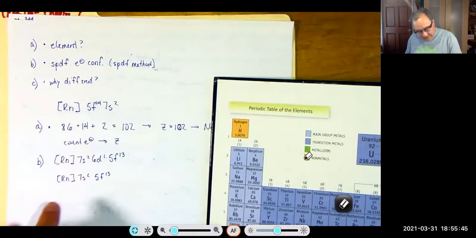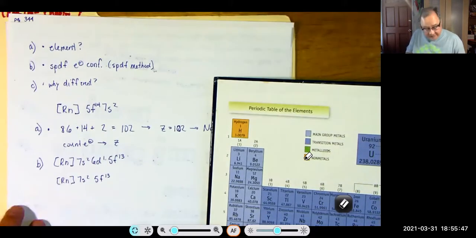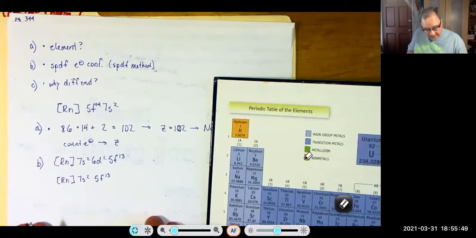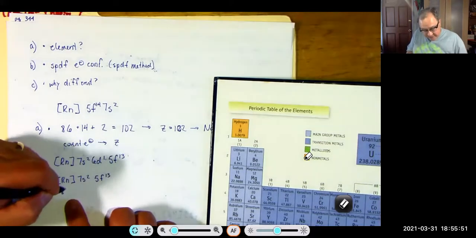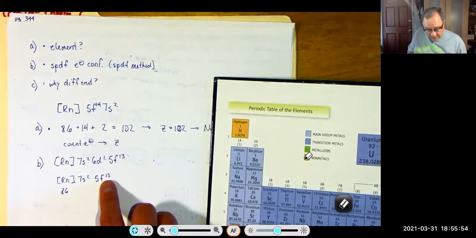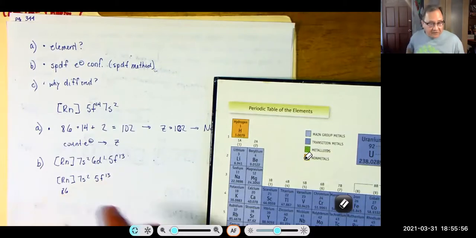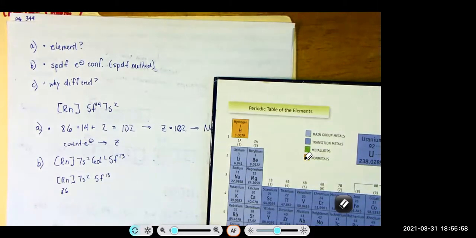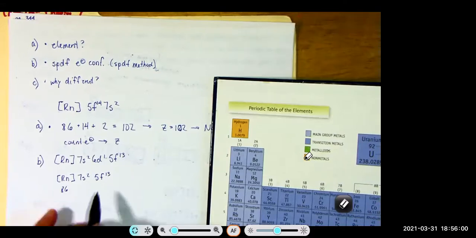You would have added these up together, and maybe you don't even need to add these together because you know that this is 86 plus 2 plus 13. When you add up two evens and an odd, you get an odd total, right? Right. So you know this is wrong.